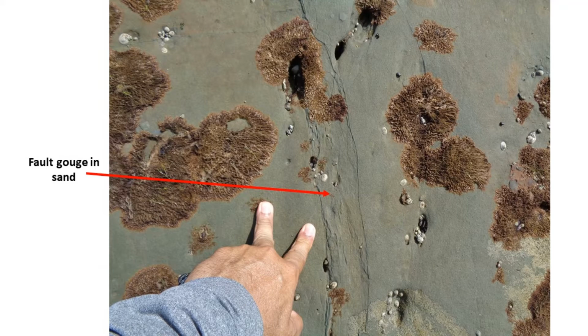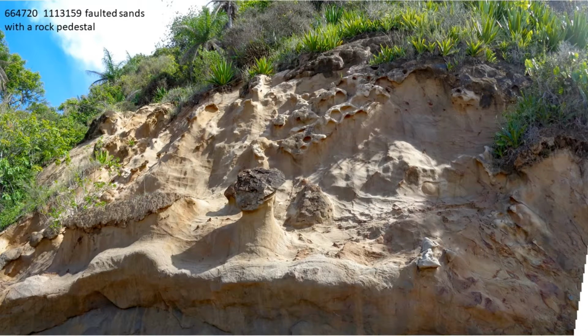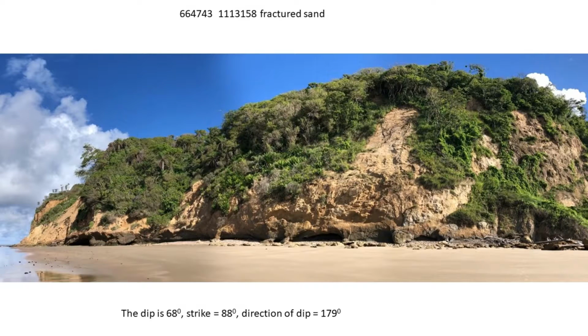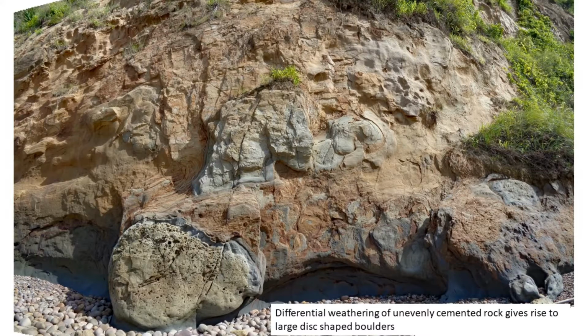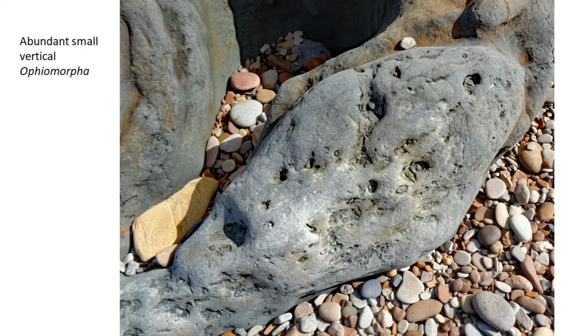We see a fault gouge zone in a sand outcrop. In this sand outcrop, we see a rock pedestal formed by differential erosion of the sands. Differential weathering of unevenly cemented rock gives rise to large disc-shaped boulders. There are abundant small vertical ophiomorpha in the sandstone.